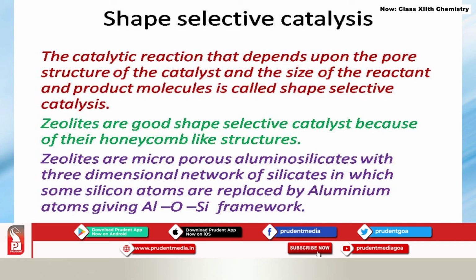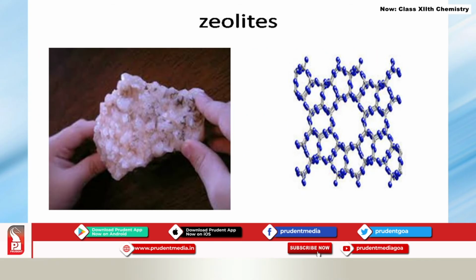Actually, it is a silicate framework, but in that framework, when some of the silicon atoms are replaced by aluminum atoms, you are going to get something like this AlOSi framework. This is the structure of zeolite. They are porous, okay, and this is the structure of the pores of zeolites, shown over here, and this is how solid zeolite actually looks.